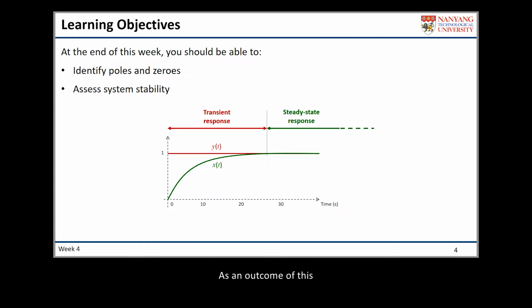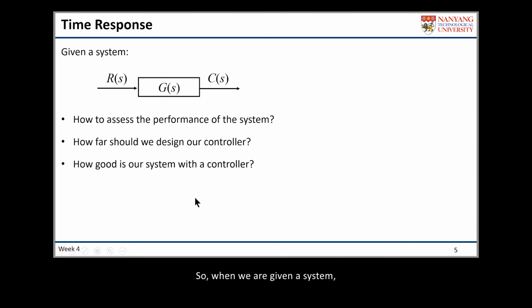As an outcome of this topic, at the end of this week, you should be able to identify poles and zeros from systems, and you should also be able to assess the stability of dynamic systems. When we are given a dynamic system, normally we can represent it in differential equation form, in transfer function form, or in a block diagram form, as you can see in this slide.